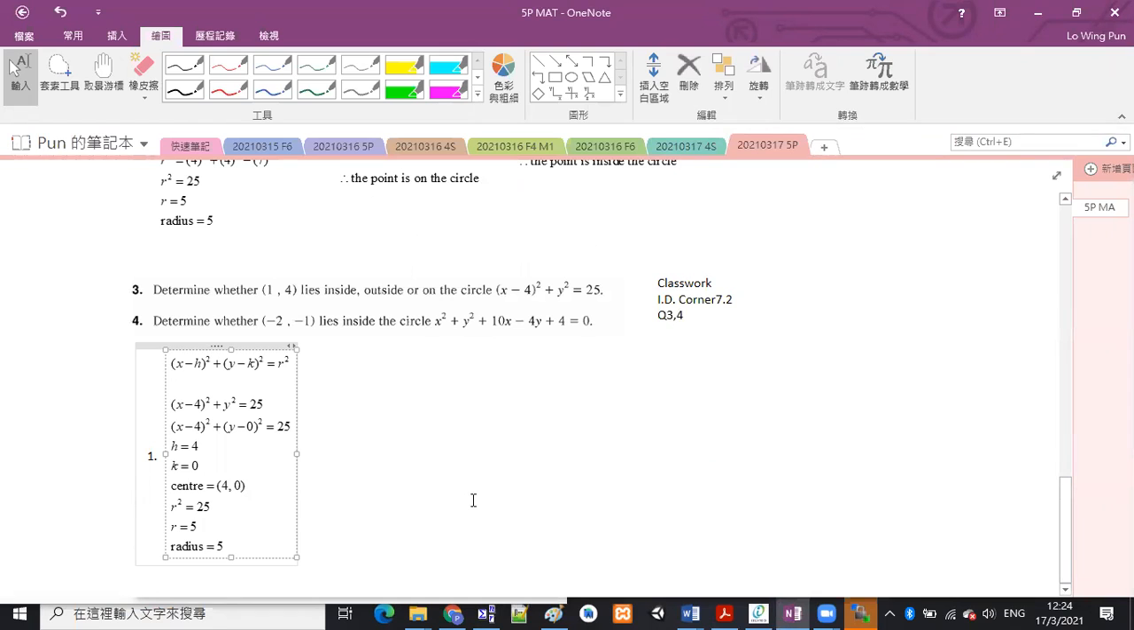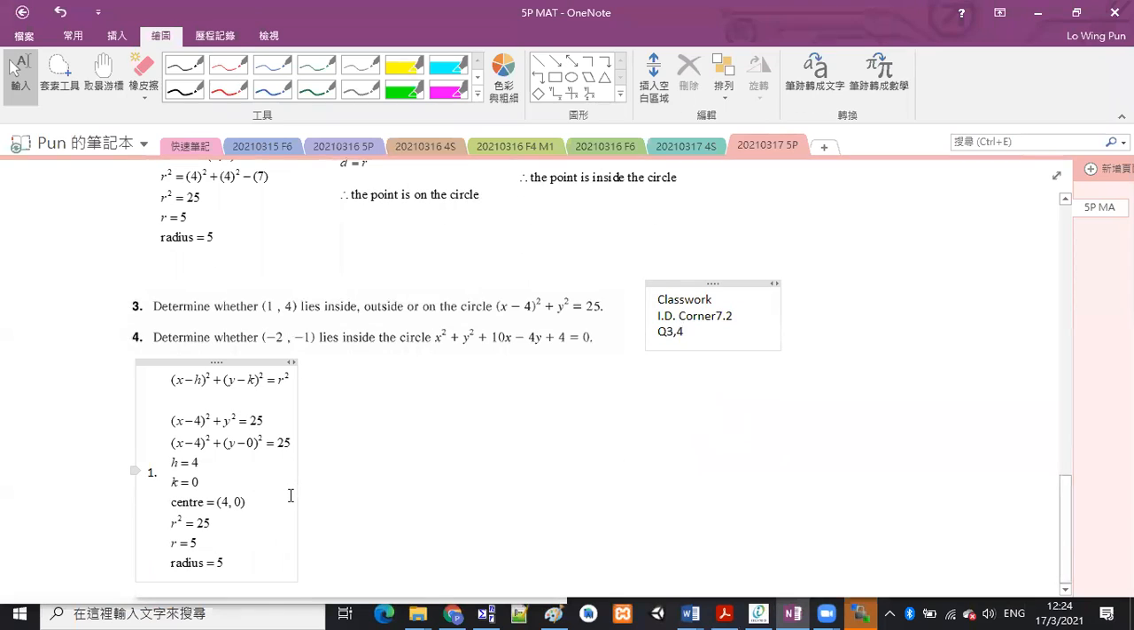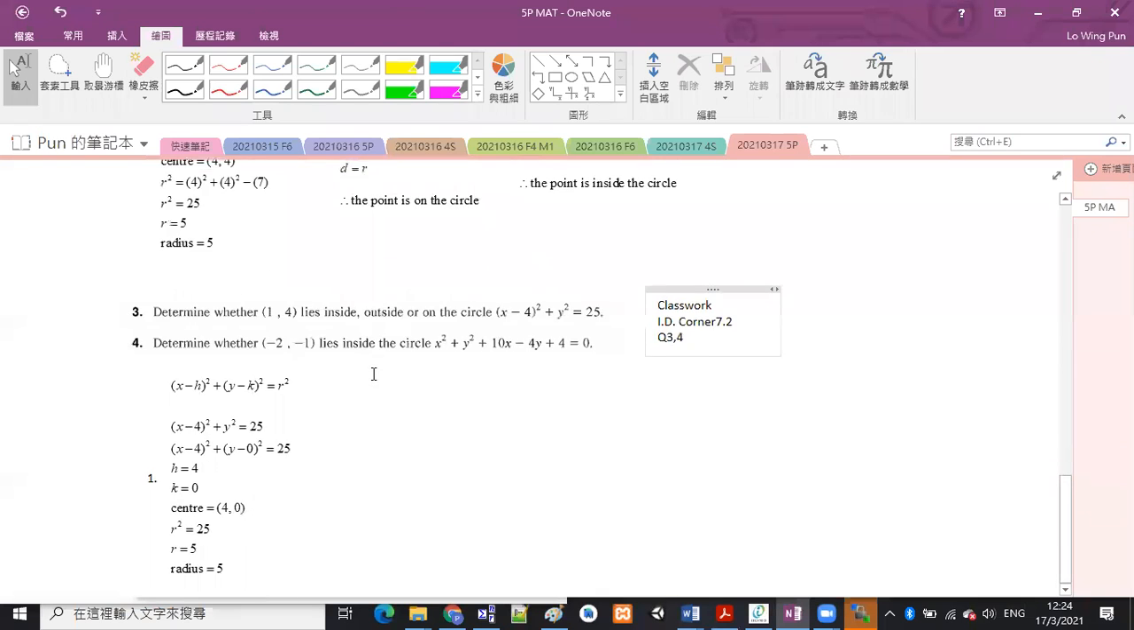And then we can calculate d to determine whether the point lies inside, outside, or on the circle. But I think I should stop here, and I will continue to talk about this Instant Drill Corner tomorrow.